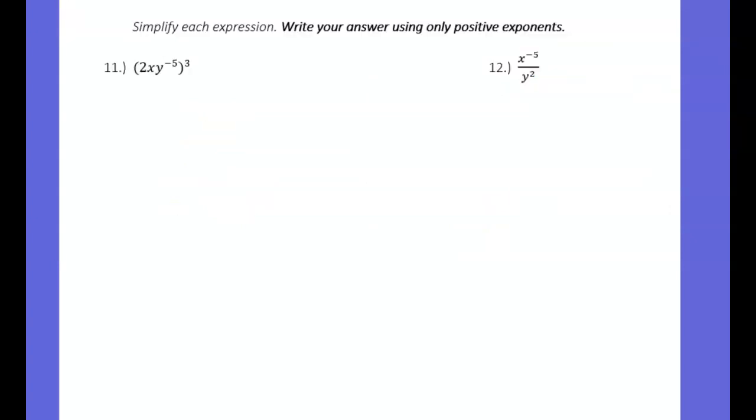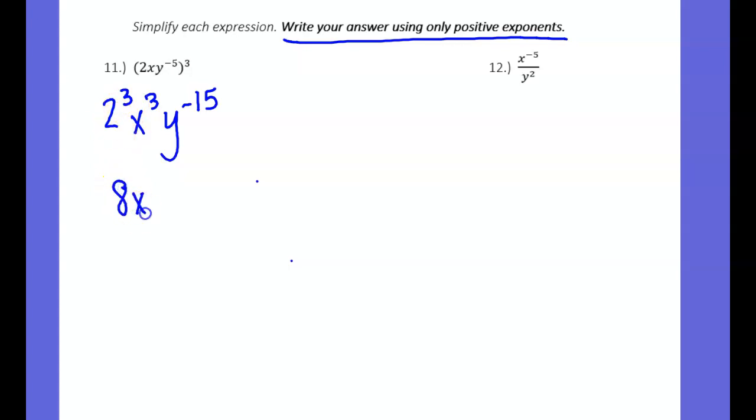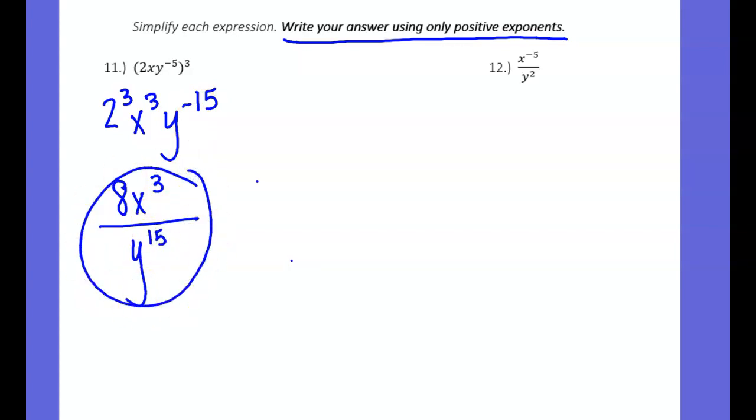Okay, so to simplify all these, we want to write them only using positive exponents. Okay, so I'm going to show you how I do it. There's multiple ways to do these, okay? This would be 2 to the third, x to the third, y to the negative 15. Since I can't have negative exponents, 2 to the third is 8, and x to the third would be the numerator, and I'd simply move the y to the negative 15 to the denominator, and I'd make it positive.